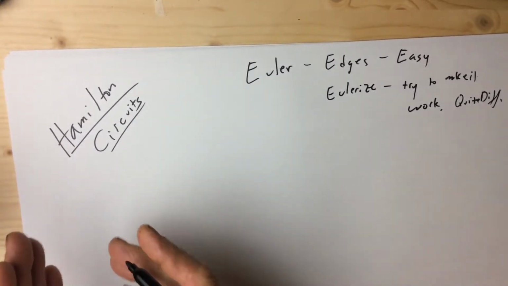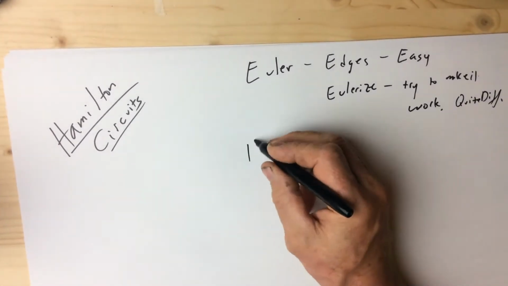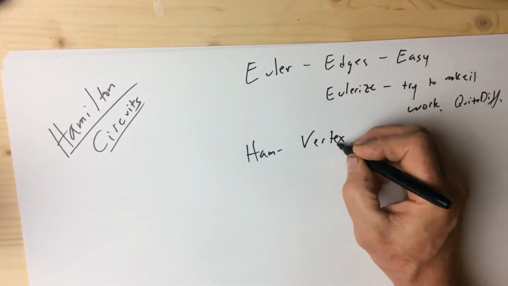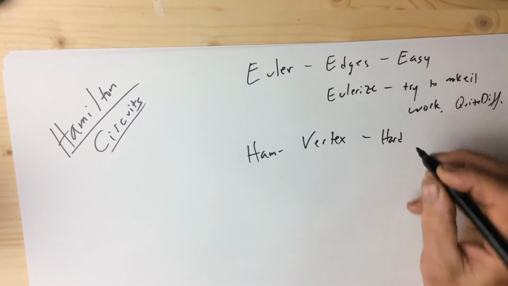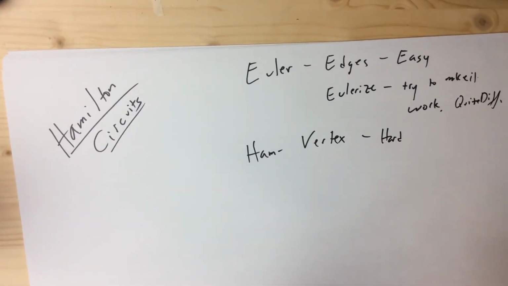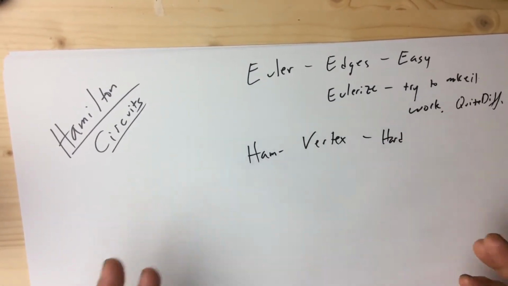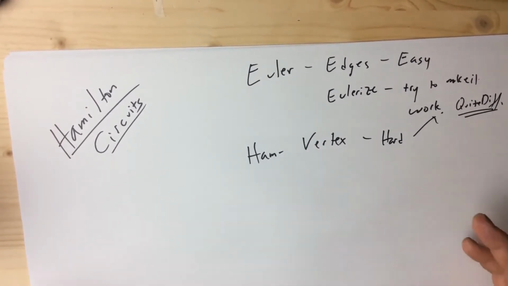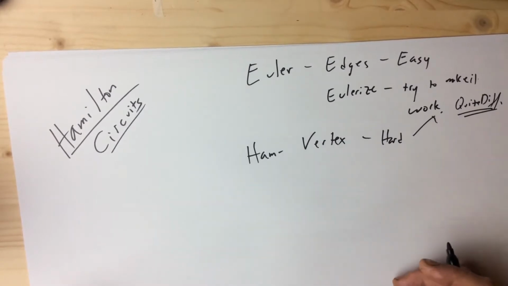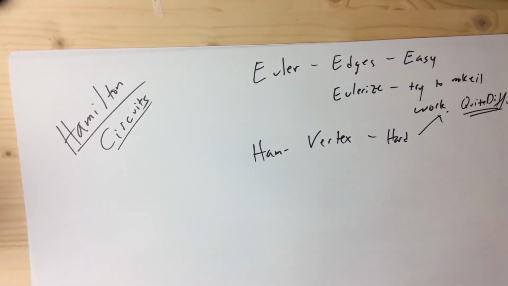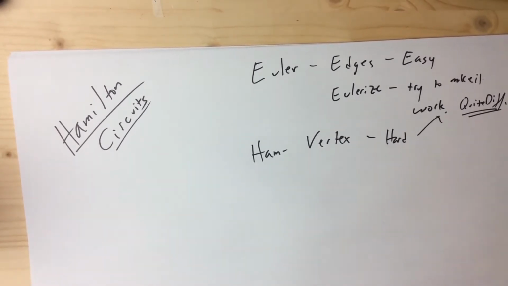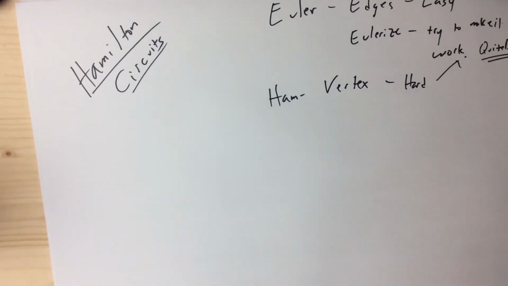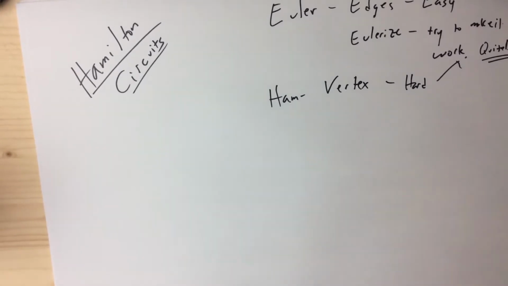So, Hamilton circuits is all about vertices. And it's hard in the sense that we want to do it, but to try to make it work, it's quite difficult to be good. So we're going to develop some algorithms, processes by which we're going to solve some problems, but we're going to have no idea if they give us good answers. We just try to see how it works.